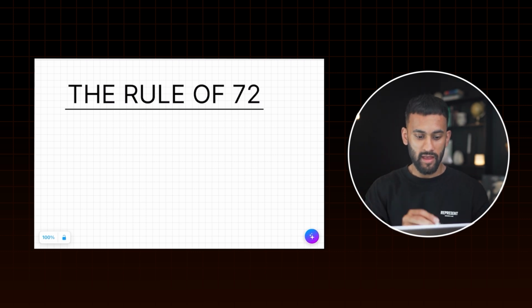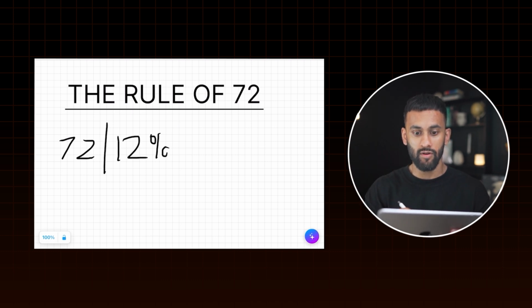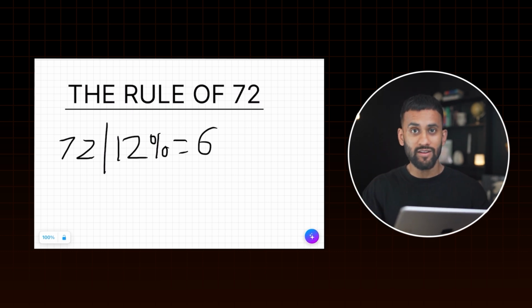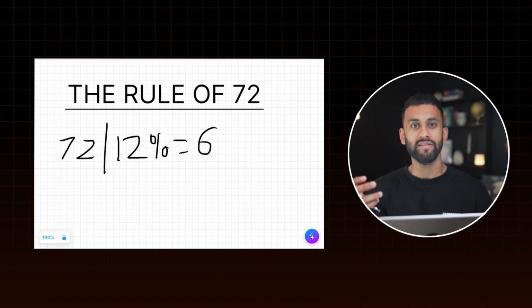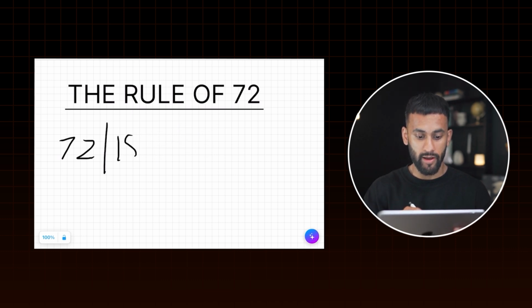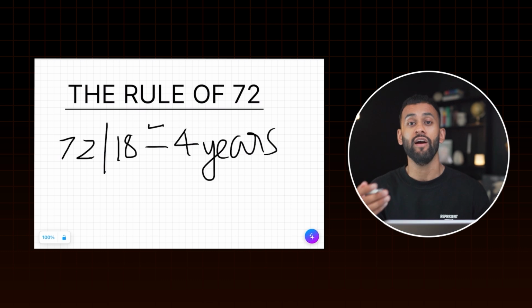So for example, here's the number 72, divided by the 12% return on investment we just worked out, that will give you 6, which means it will take you 6 years to double your investment if the return on investment was 12% each year. Needless to say, the quicker it takes you to double your money, the better the investment. So if you were to get an 18% return on investment, and you divide 72 by that, that would be 4 instead of 6 years. So naturally, that's going to be a lot quicker to double your money.